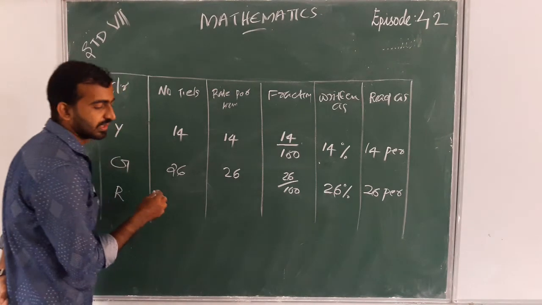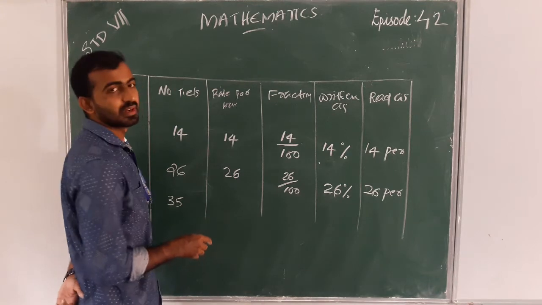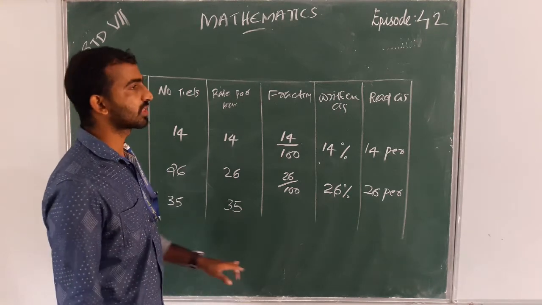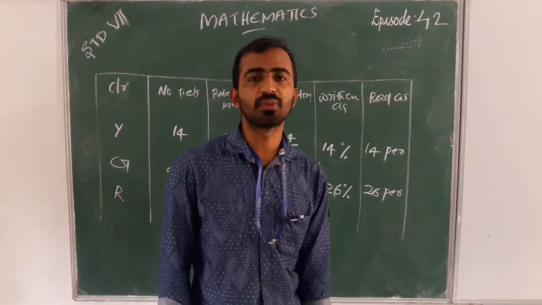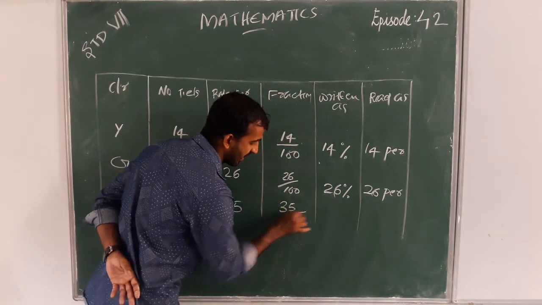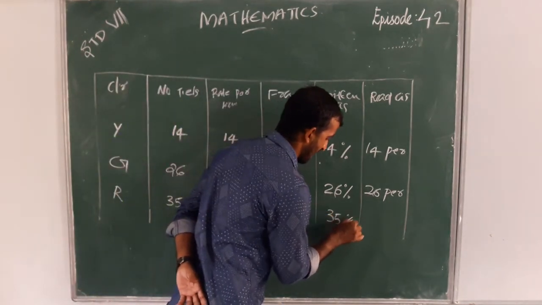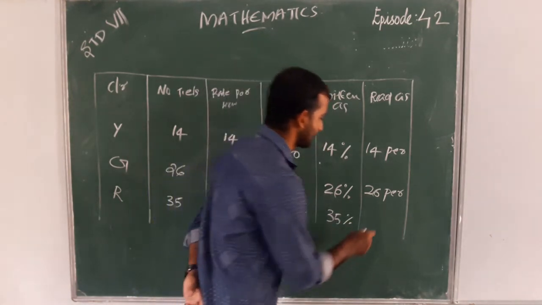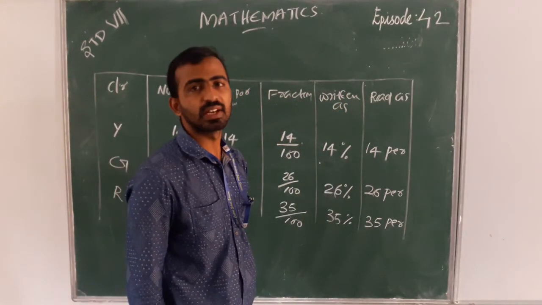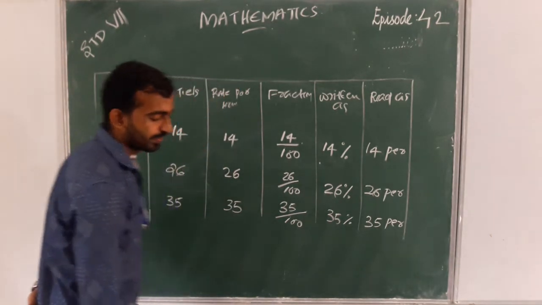Next is red, and the number of tiles is 35. The rate per 100 is 35. This table is in your textbook, page number 158. Here we can write 35 by 100, which is 35%, read as 35%.